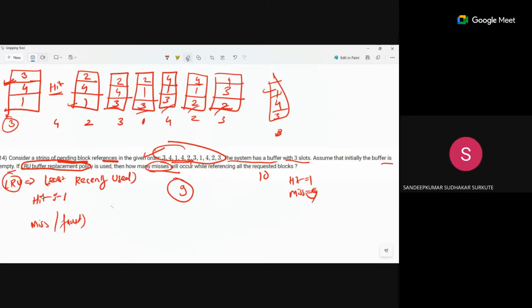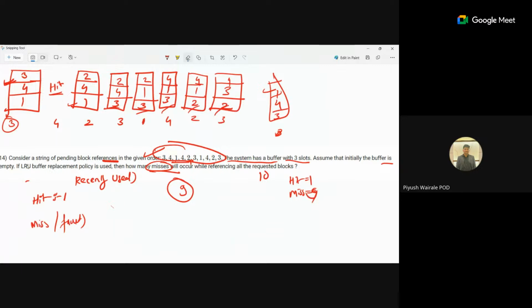So basically, whenever we remove something and put a new number, we call it a miss. Yes. Okay, so this is fine.